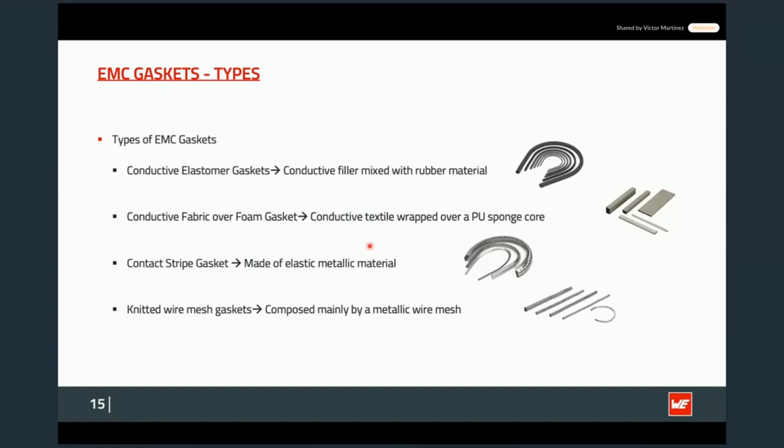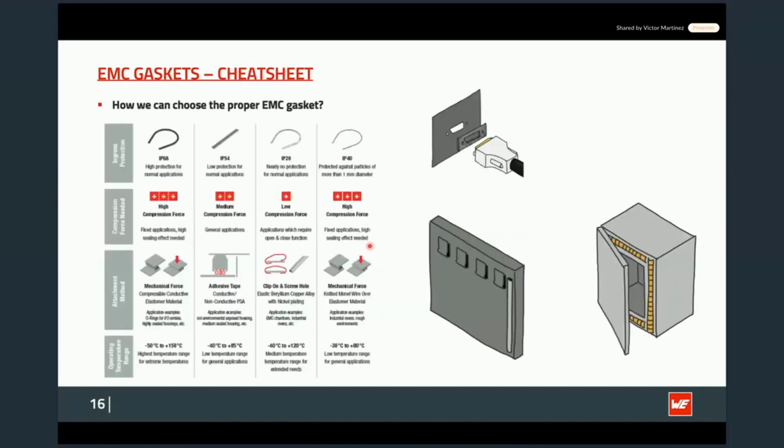For example, we already created a kind of cheat sheet, like the ones that we were using in high school, just to help ourselves during the test. And here you can ask yourself different questions. For example, which ingress protection value do I need? In this case, the ingress protection value is the protection in order to avoid dust or water going through the gasket.